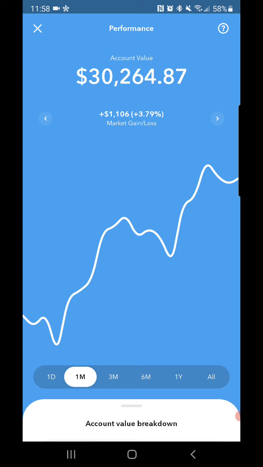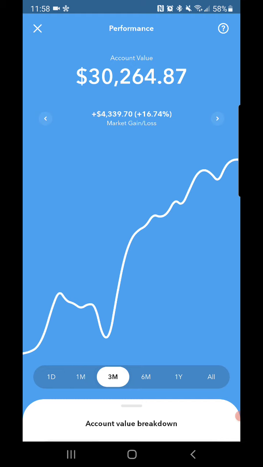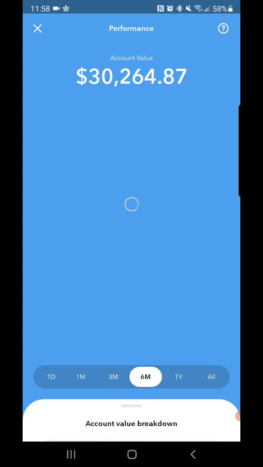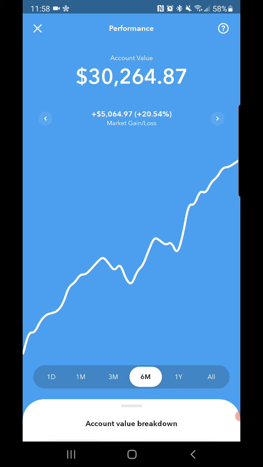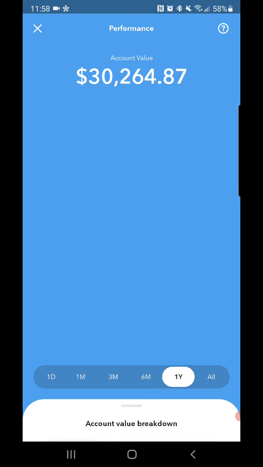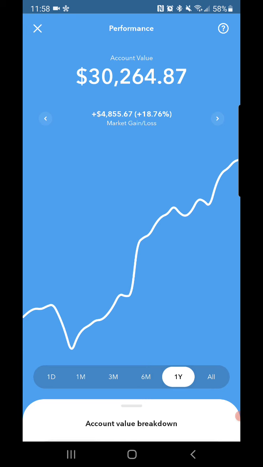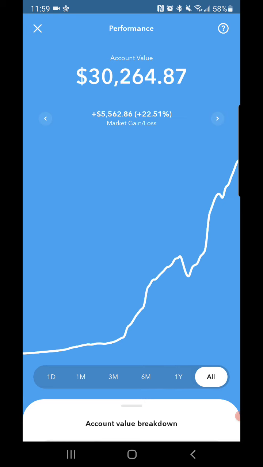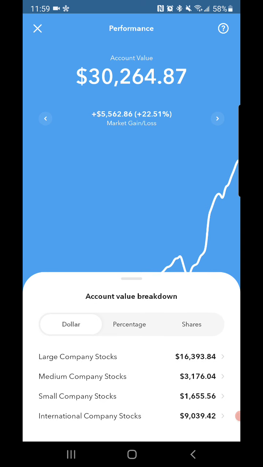Anyways, for the month, we are plus $1,106. For the 3 months, plus $4,339.70. For the 6 months, plus $5,064.97. For the year, plus $4,855.67. So that's where my core account currently remains at.